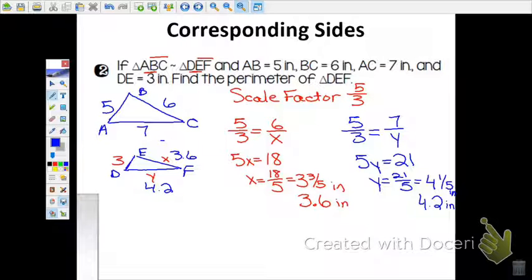They want me to find the perimeter. So I have to add my 3 sides together. So my perimeter is 10.8 inches. So again, our corresponding sides are proportional. So we find the scale factor to use as we set up our proportions for those sides.